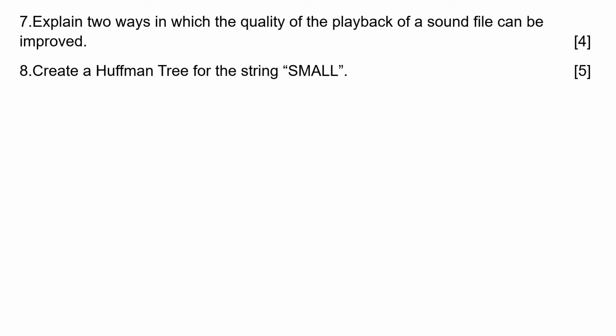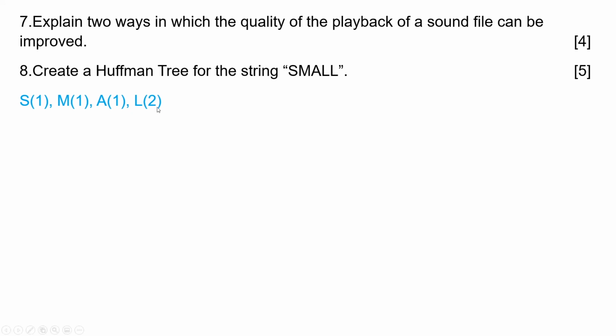And 8, again, if you're on the new spec, you won't need to create Huffman trees, just follow them. Create a Huffman tree for the string small. So first of all, work out the frequencies of these letters. There's one S, one M, one A, two L's. Put them in frequency order from the smallest at the top right down to the highest frequency at the bottom, which we've done here, it's just in a line here.